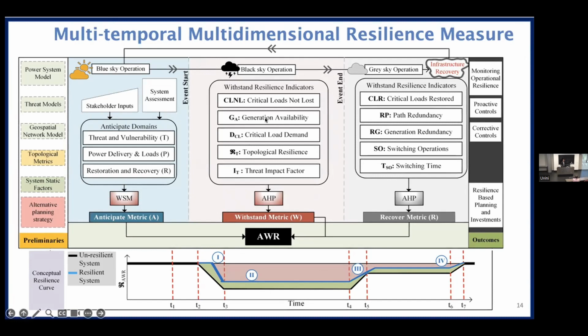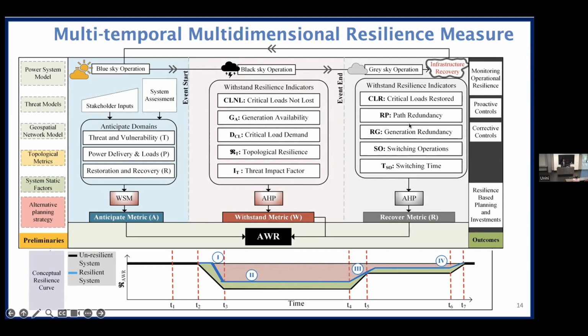Then for the withstand metric, we have critical loads not lost, generation availability, critical load demand, topological resilience, threat factor, and all those things. These are not the complete list of factors, but very similar to that. And then we combine that with AHP and get the withstand metric.